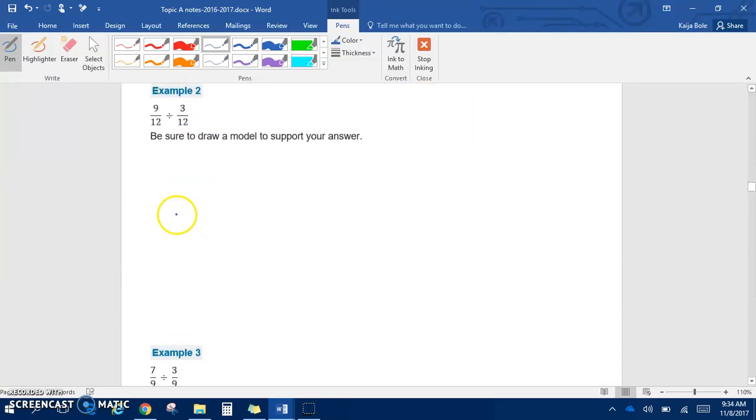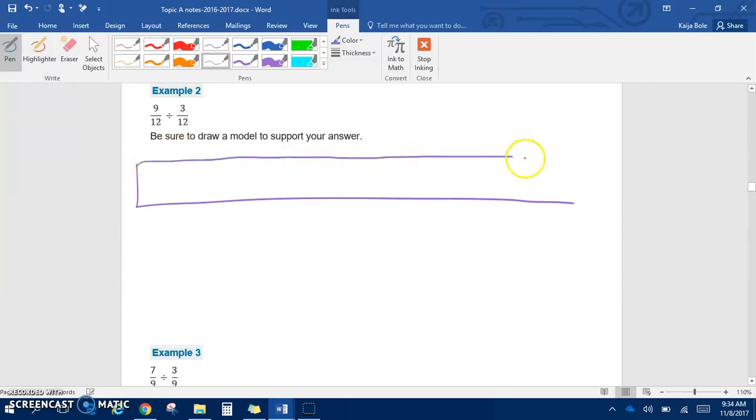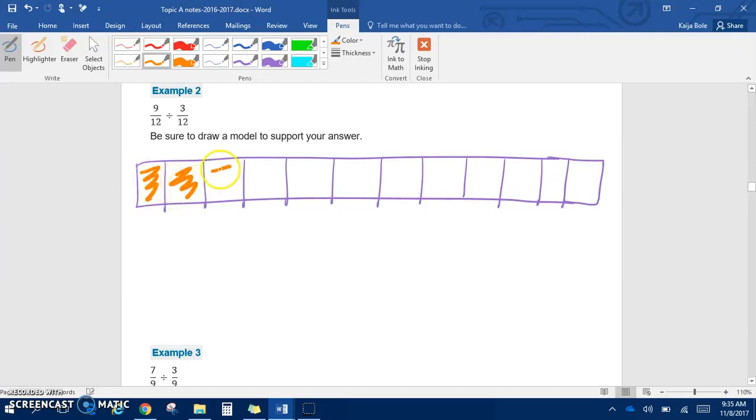Okay, so go ahead and flip over to the next page. We'll do a few more examples here. It's asking us about 9/12 divided by 3/12. So first we need 12 boxes to start off with. There's our 12 boxes, and we're going to shade in 9 of them to represent our 9/12. So that will be all but 3 boxes. So there's our 9/12.